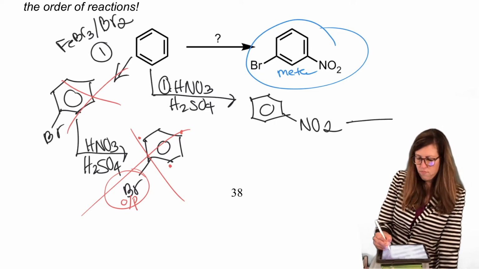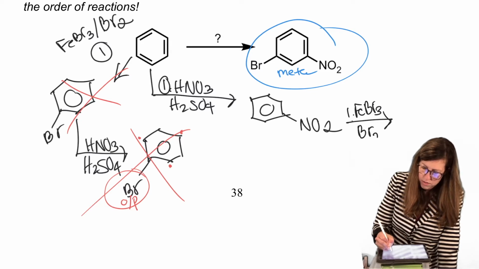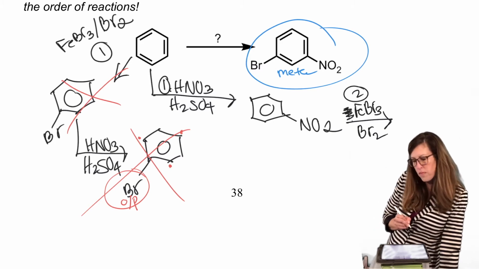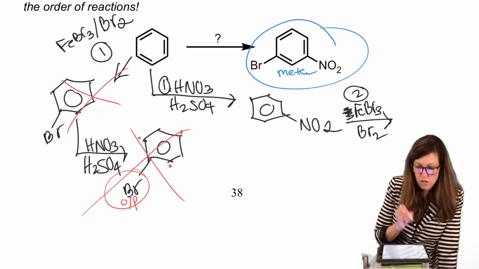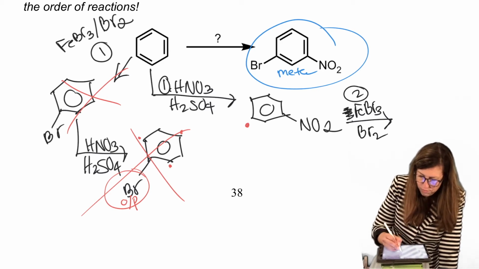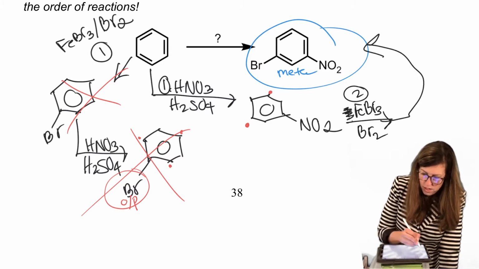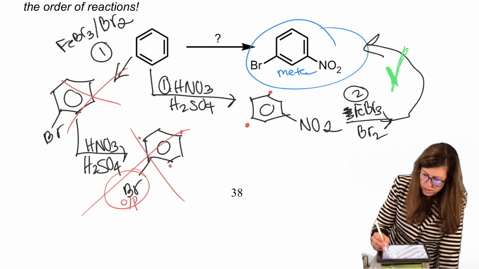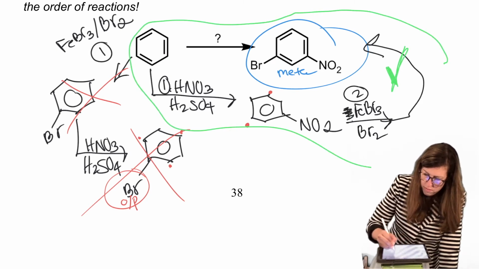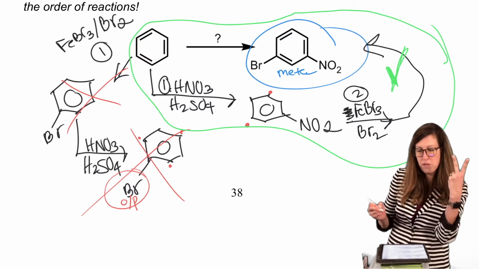Nitro. Let's add the bromination step. FeBr3 and Br2. I don't even need a 1 because I'm not doing that, so this is actually my second step. All right, so nitro. Look at our table. You might remember it's a meta director. Bingo. That'll get us to the product. So here, we're good to go. So our final synthesis is step 1, nitration, step 2, FeBr3, Br2.